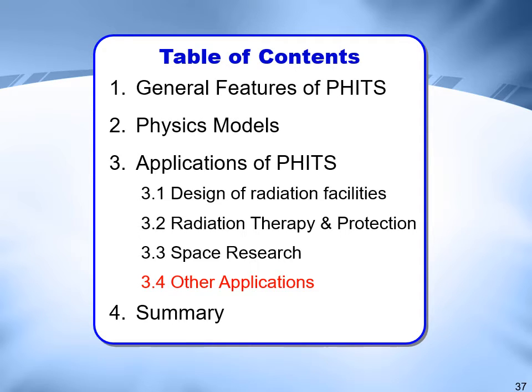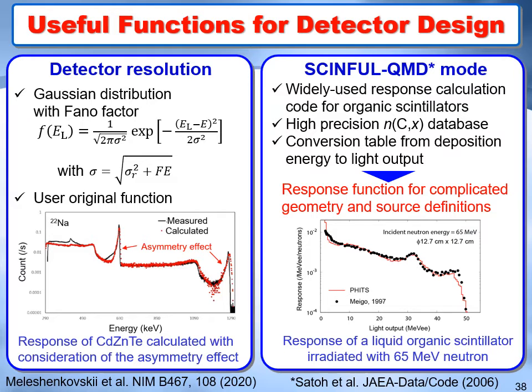Lastly, we will introduce other applications. Detector design is another important application of PHITS, and there are two useful functions for that purpose. One is the consideration of detector resolution and the other is SCINFUL-QMD mode. As for the detector resolution, PHITS can consider Gaussian distribution with Fano factor as expressed by this equation.